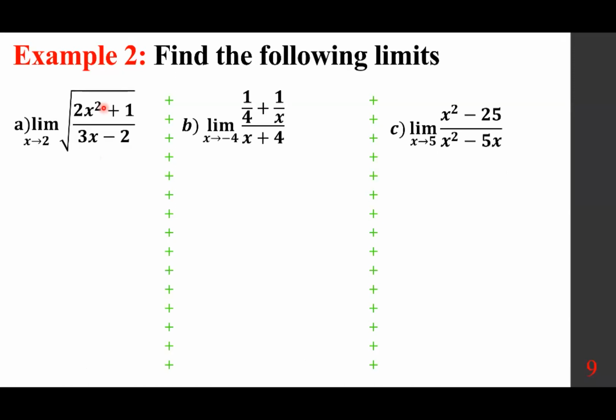Perfect. So 2 squared is 4, times 2 is 8, and 1 is 9. 3 times 2, 6 minus 2 is 4. So square root of 9 over 4, which makes it 3 halves. Perfect, meaning it just works out. We are done.